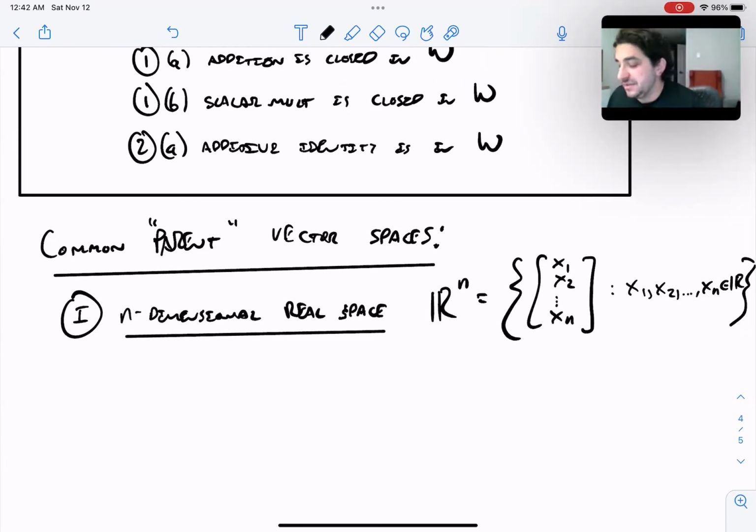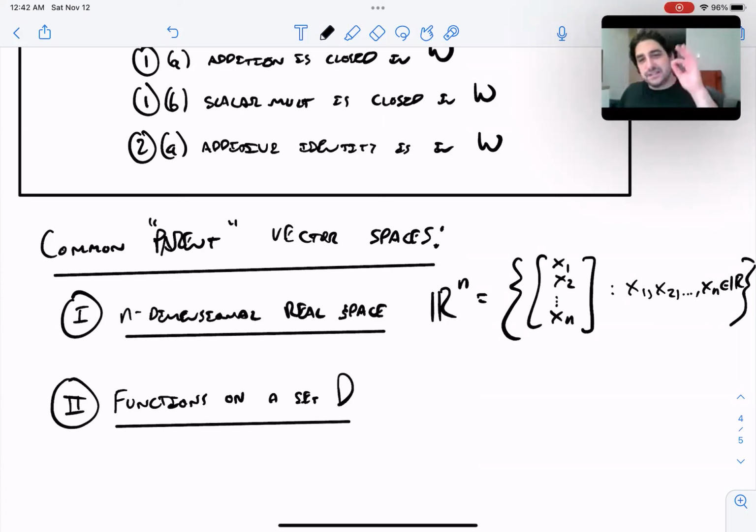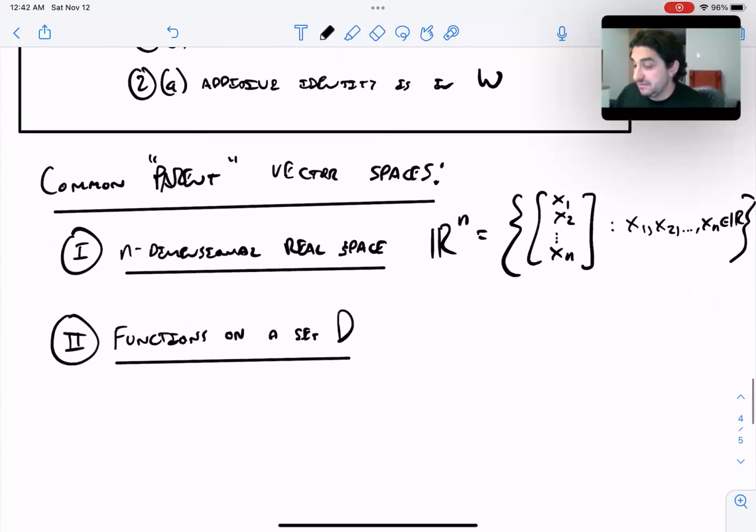So this is a vector space. Here's another common parent vector space: the set of all functions on a set D. Pick some domain, fix some domain D, and then take the set of all functions on D. This is a perfectly good parent vector space. Sometimes you'll see it written almost like an exponential on sets.